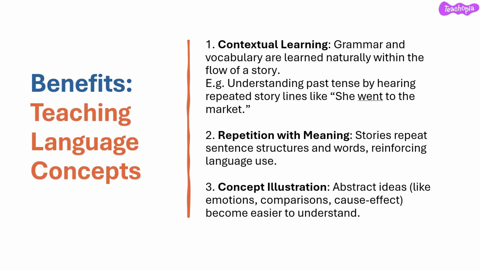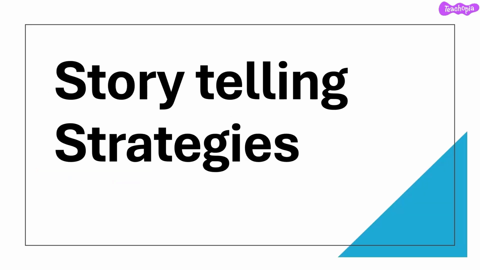Concept illustration. The storytelling approach helps learners understand abstract ideas. For example, emotions like sadness or empathy, comparisons and cause and effects in the context of a story. And when this is explained in the context of a story, it becomes very easy for a learner to understand these ideas. Let's look at some of the strategies we can use while we adopt the storytelling approach in our classroom.